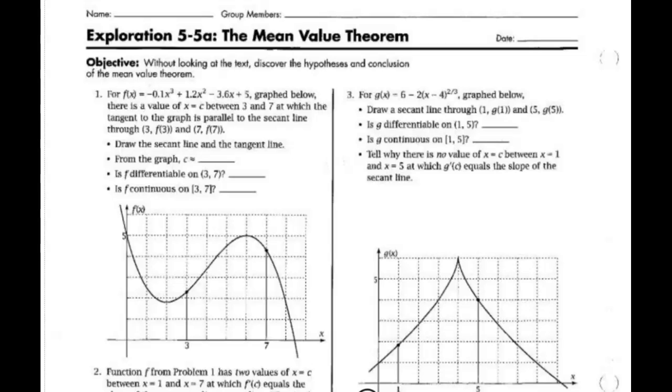So we're going to draw the secant line and tangent line. The secant line will be through, because we're looking at 3, f of 3, and 7, f of 7, so it'll be through these 2 points. See if this will work if I set my planner on top.